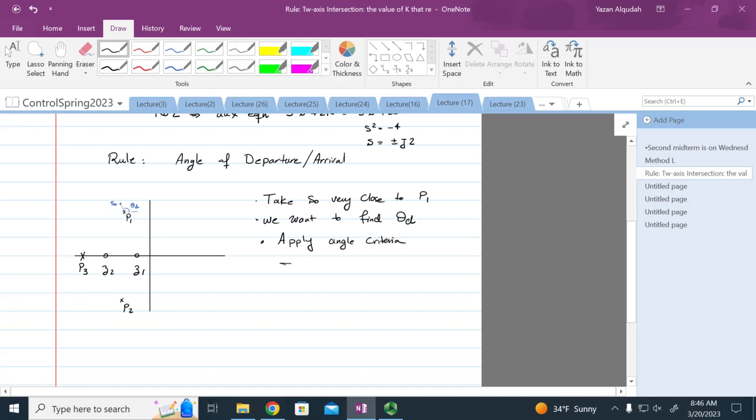And what the angle criteria says, if you remember, is that the summation of the angles from S0 to the zeros minus the summation of the angles from S0 to the poles must be an odd multiple of 180 degrees. Agree? If any point is on the root locus, it has to satisfy that the summation of the angles from the zeros minus the summation of the angles from the poles must equal 180 degrees, or an odd multiple of 180 degrees. So what do I have to do?